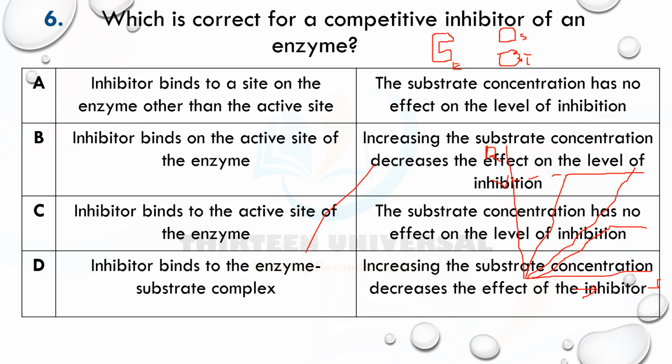I think B is the answer, because if you check C, inhibitor binds to the active site, the substrate concentration has no effect. No, if it is competitive, increasing substrate concentration has an effect. Inhibitor binds it, so the answer is B.